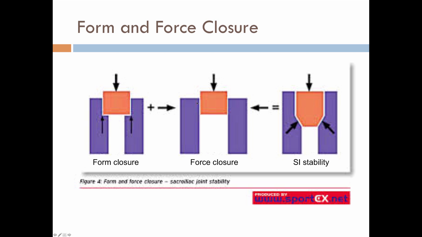If we look over here in the middle, there's nothing about the shape of this relationship that is holding it in place, but rather the force or tension across the joint that maintains its stability. So this would be an example of force closure. If you have the two working in concert, then you get something that, again, schematically looks more like this. There's some element of the shape of the anatomy here that provides stability, as well as force and tension across the joint that maintains the integrity of the joint.